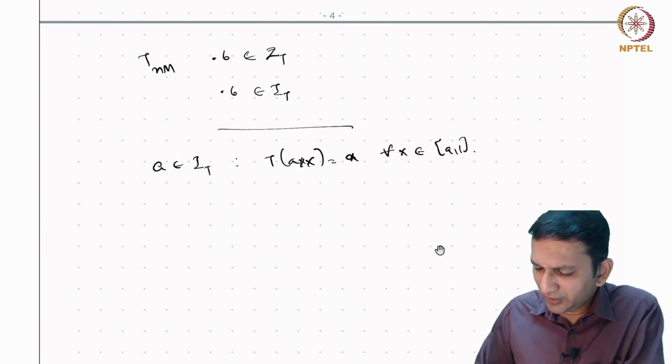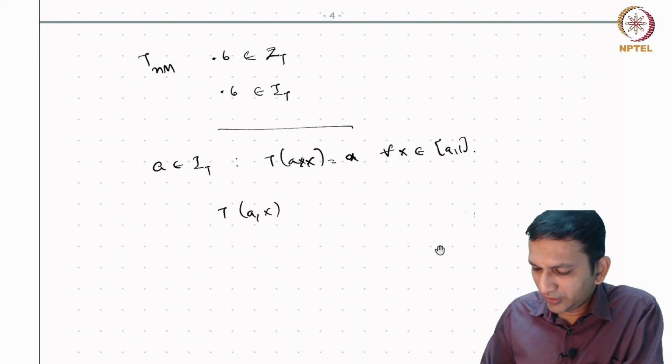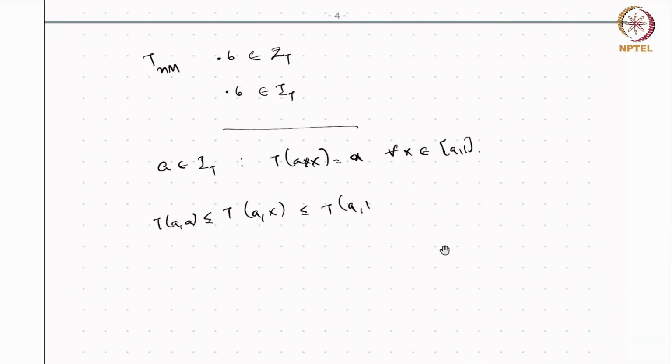And what we need to prove is T of A, x is equal to a for all x greater than or equal to a. So now take any x. X is greater than or equal to a. So that means this is greater than or equal to T of A, A. But we know by monotonicity this is smaller than T of A, 1. This is a because 1 is the identity, and this is a because it is an idempotent element. That means T of A, x is a.